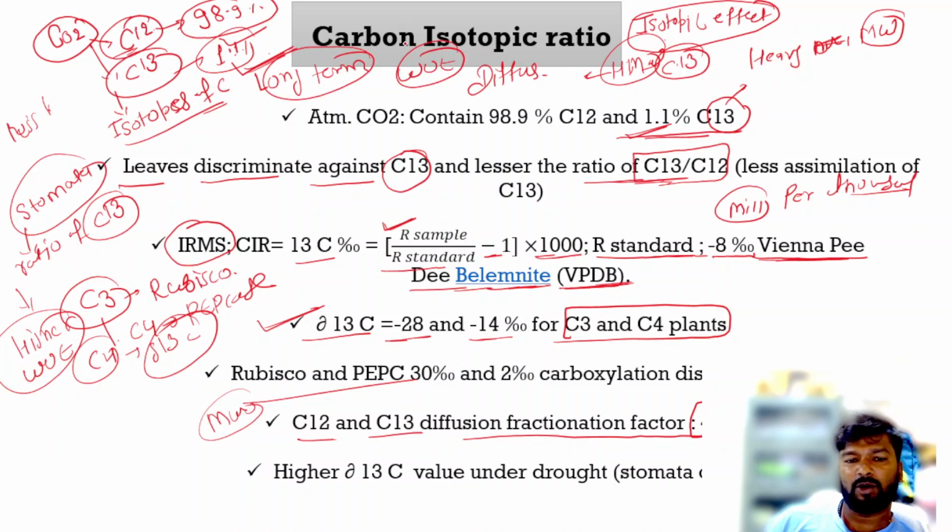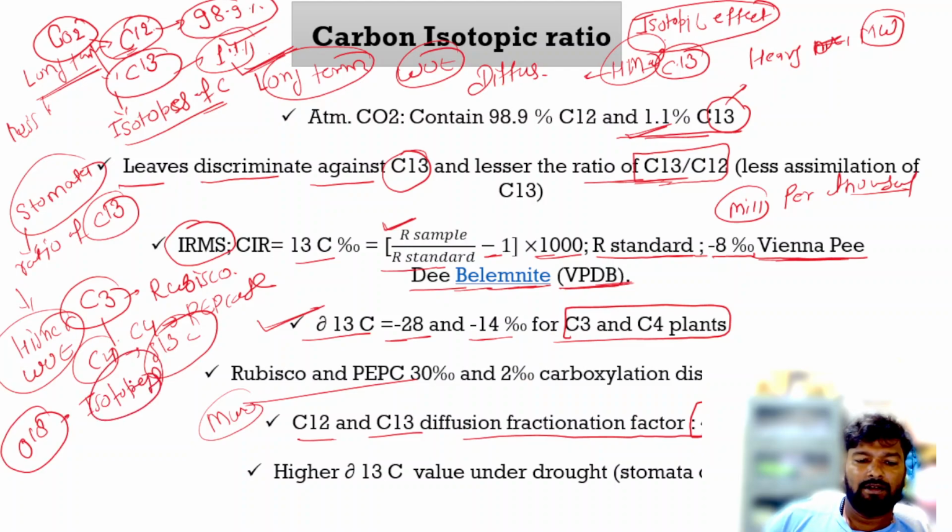Also, these carbon isotopes can be used for long term climate change studies. Okay, also the measurement of O18 isotopes is used for evapotranspiration measurements. Okay, so these are some methods to measure the water use efficiency. Now let's come to the parameters which affect the water use efficiency.